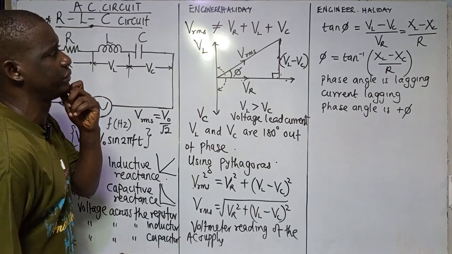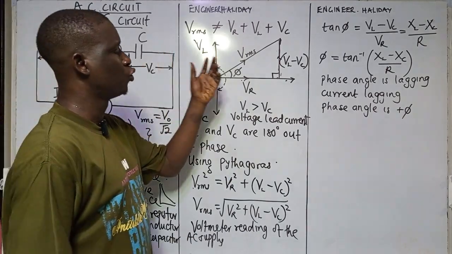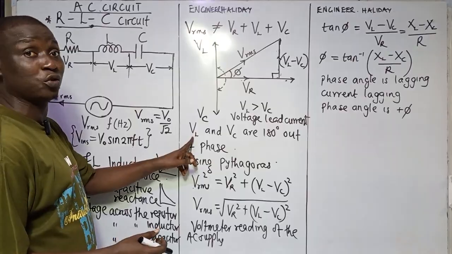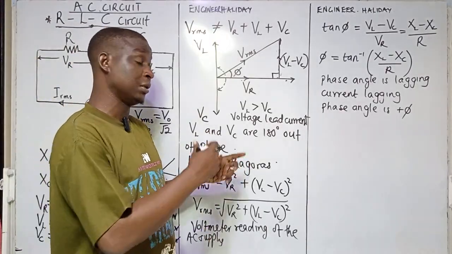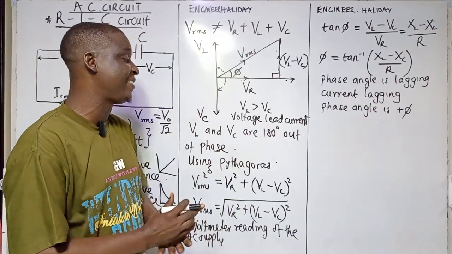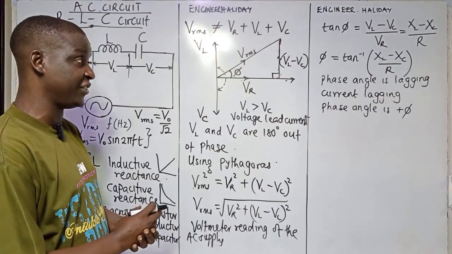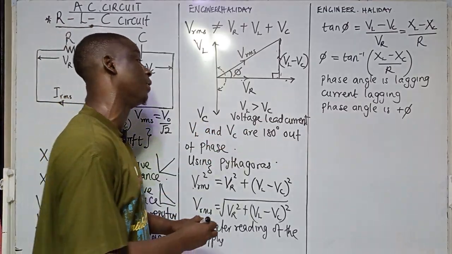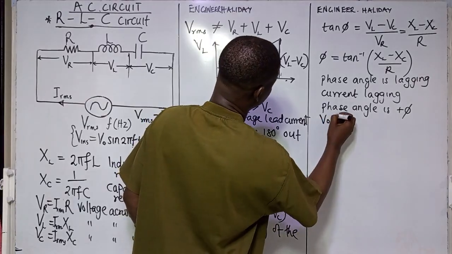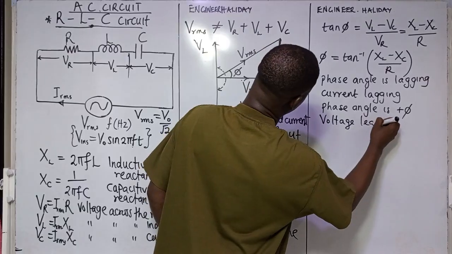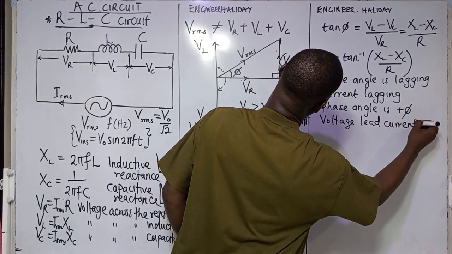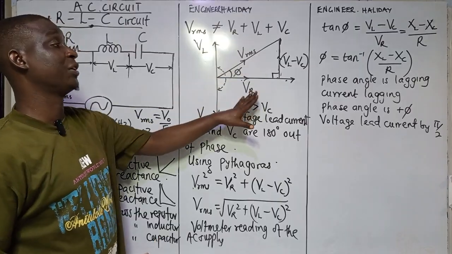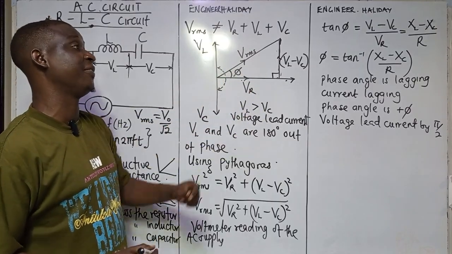Now, another thing you have to understand is that during this process of the vector diagram we have drawn on the board, don't forget, I told you the voltage across the inductor and the voltage across the capacitor are 180 degrees or pi out of phase. But the voltage leads the current by pi over 2, or 90 degrees, in this particular vector diagram, because voltage VL is greater than VC.